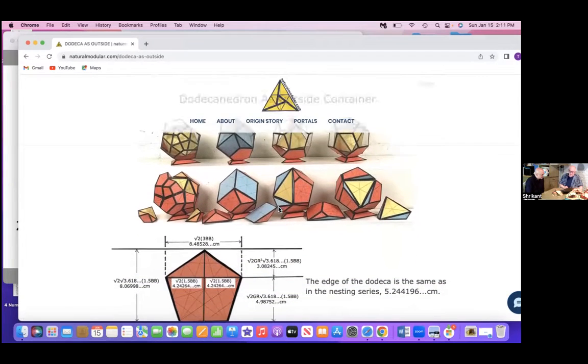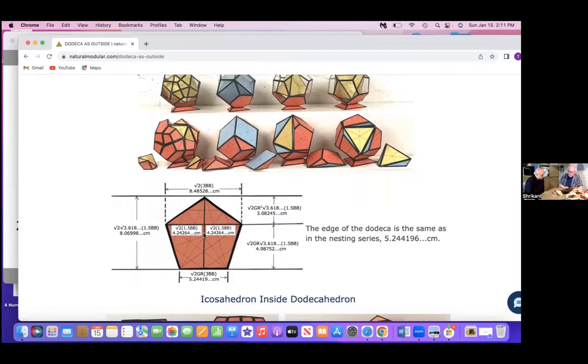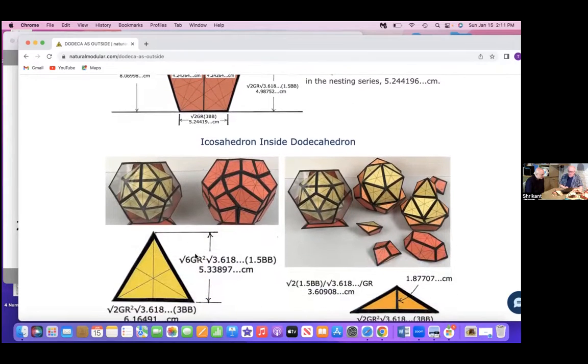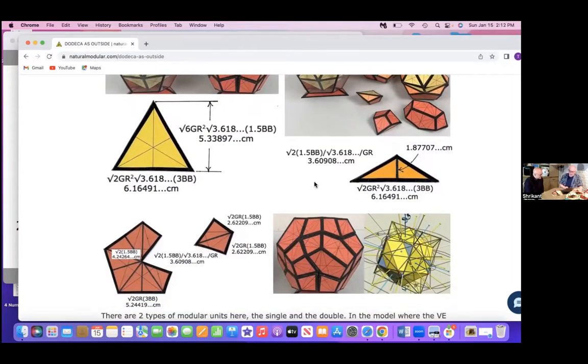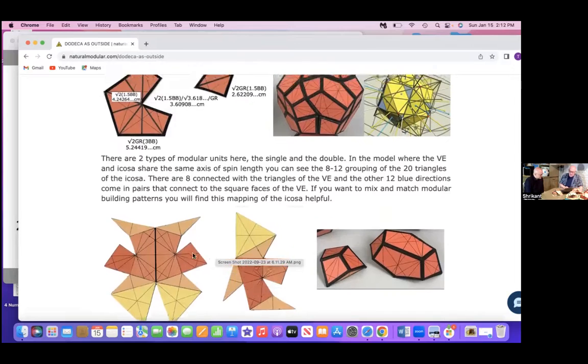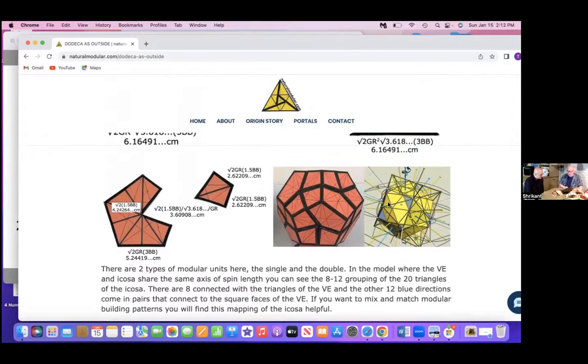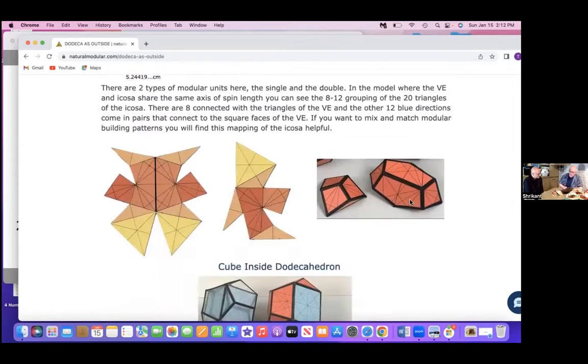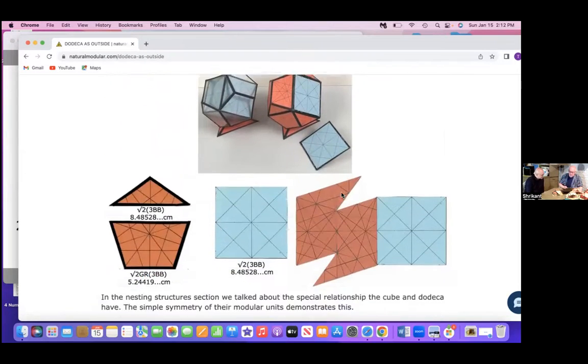So the dodecahedron, another beautiful one. So here is the same shape that we had before. Now the icosahedron is inside instead of the dodecahedron being on the outside. And here you have all of the shapes and then the layout. And there's this 8-12 symmetry in the 20 triangles of the icosahedron. And that's what these are. This is double and this is the single. I won't go into the details here.